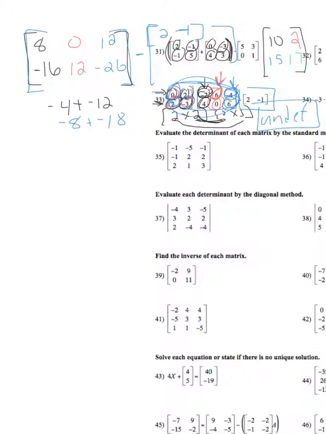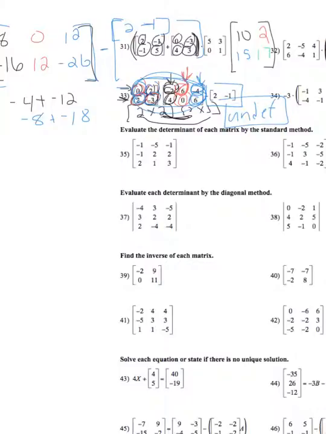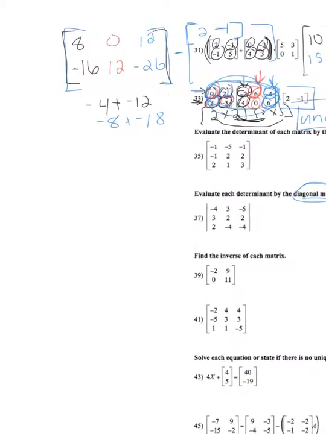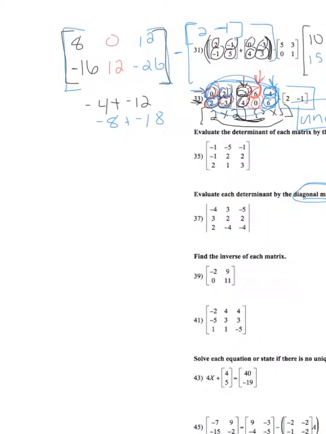35, evaluate the determinant of each matrix by the standard method. Okay, so again, here we have the method matters. Here we're going to do the standard method. Here we're going to do the diagonal method. So when it asks for the standard method, you got to do it that way. You can't take the shortcut as the diagonal method. Okay, so let's remind ourselves how to do 35.